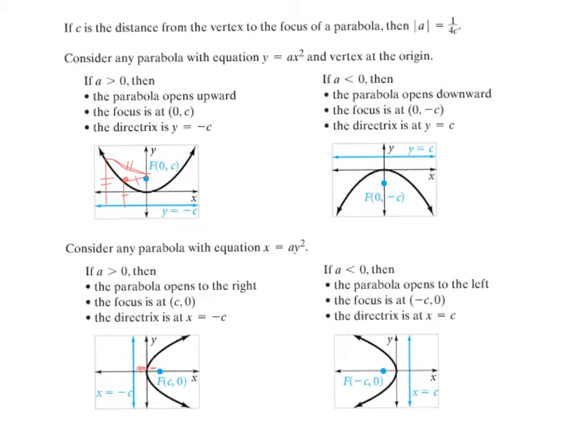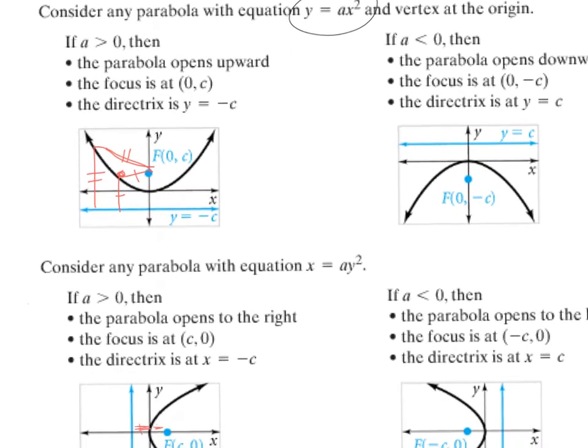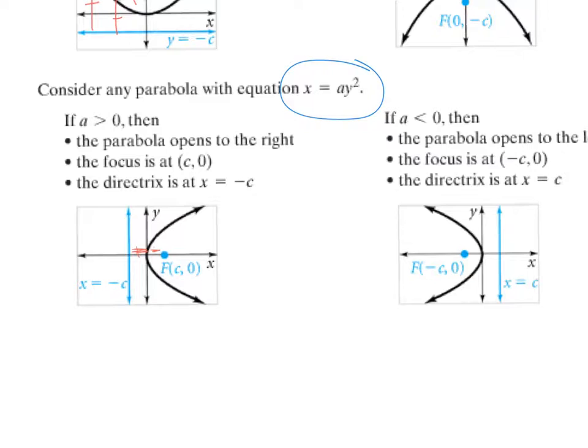If you have a parabola that opens up and down, you're going to have y equals ax squared. If you have a parabola that opens side to side, it's going to be x equals ay squared. For y equals ax squared, if a is positive, it's going to open up, and if a is negative, it's going to open down. For x equals ay squared, if a is positive, it's going to open to the right, and if it's negative, it's going to open to the left. So let's try some of these problems.